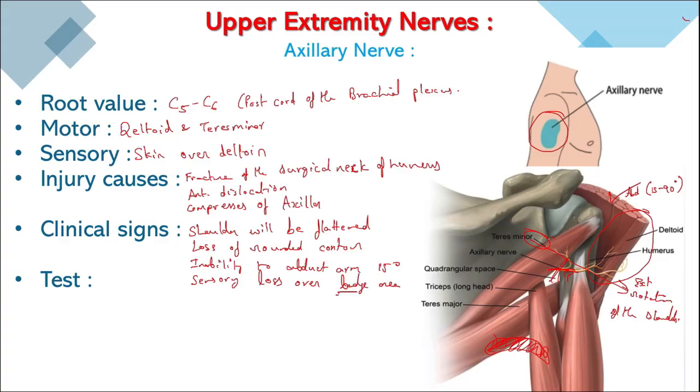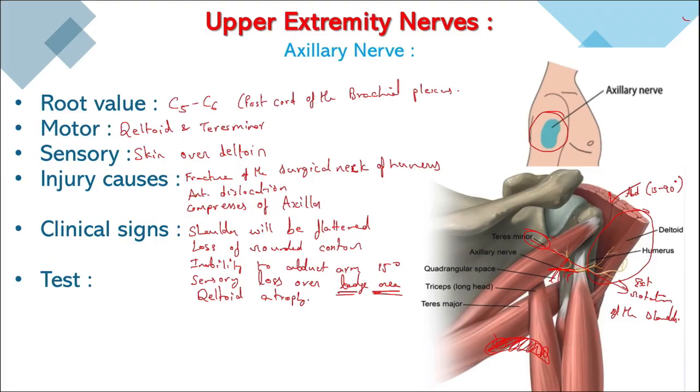I mention the badge area because police wear badges on the right and left shoulder, and in that area the patient will feel numbness or loss of sensation. Sometimes you can also see deltoid atrophy, because that part is not getting innervation or impulses, so the muscle size will decrease.